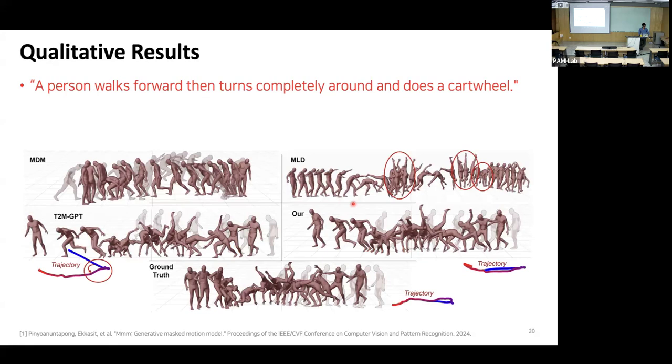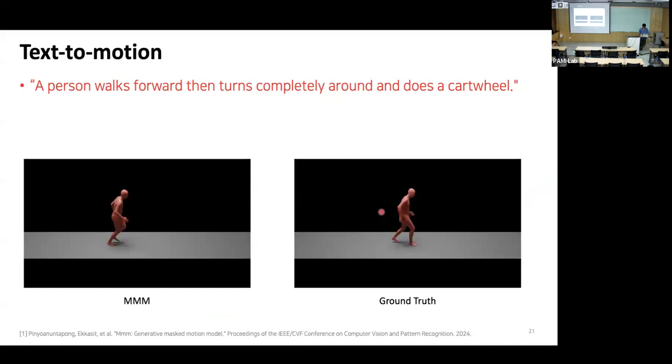So this is the qualitative result of the model, and the trajectory starts from blue and ends in red. Let's see the result in video. This is the result of text-to-motion generation, and the input conditional text is a person walks forward, turns completely around and does a cartwheel. In this case, all the motion tokens are masked before being fed into the transformer because it is just generation from text.